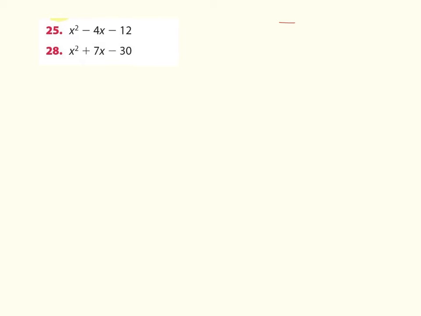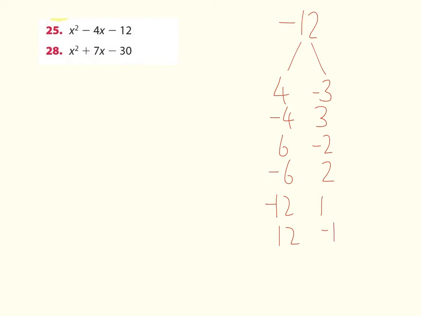So we go to minus 12, and remember, the factors of a minus number would be a plus and a minus. It could be 4 times minus 3, or minus 4 times 3. It could also be 6 times minus 2, or minus 6 times 2. It could also be minus 12 times 1, or 12 times minus 1. Any of those factors could work. What we're looking to see is, do any of these factors of minus 12 add to give me minus 4?